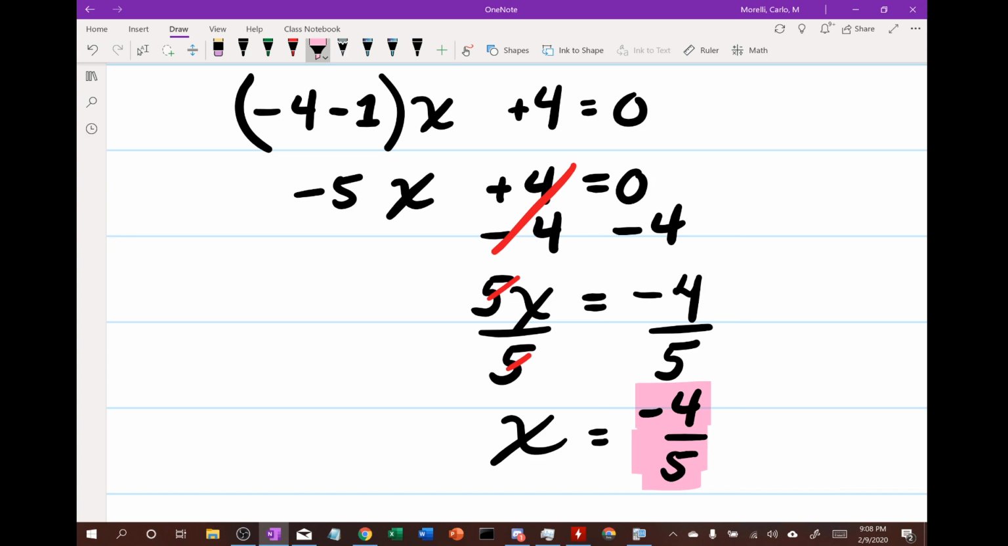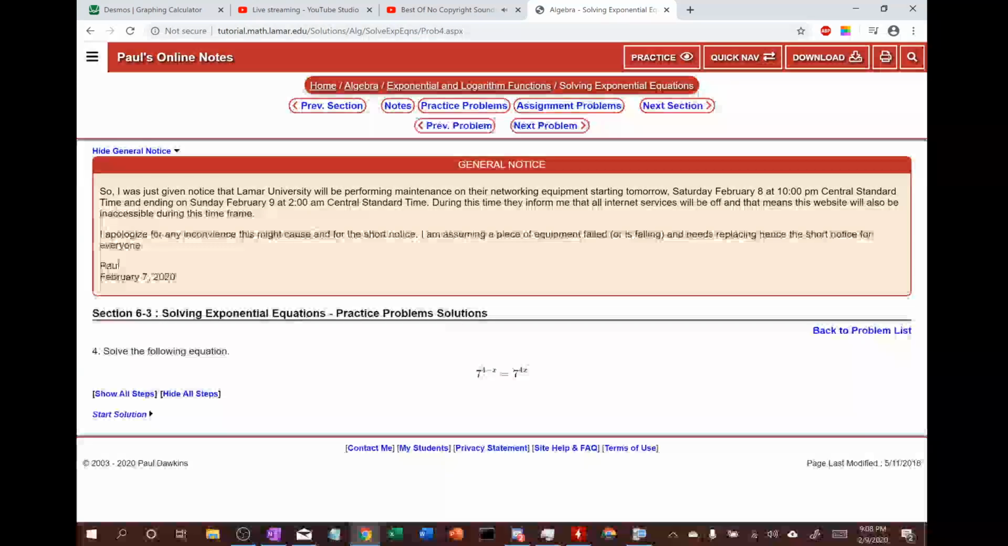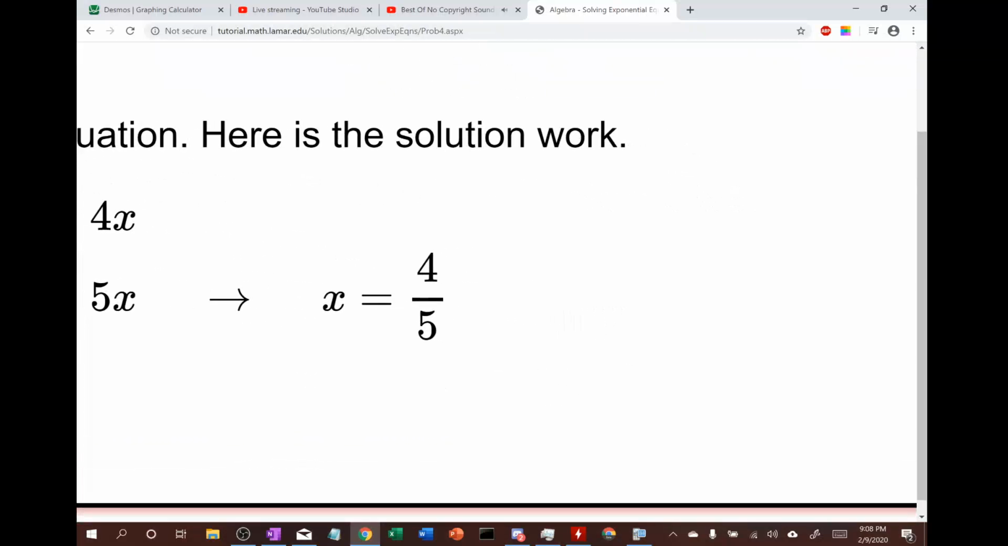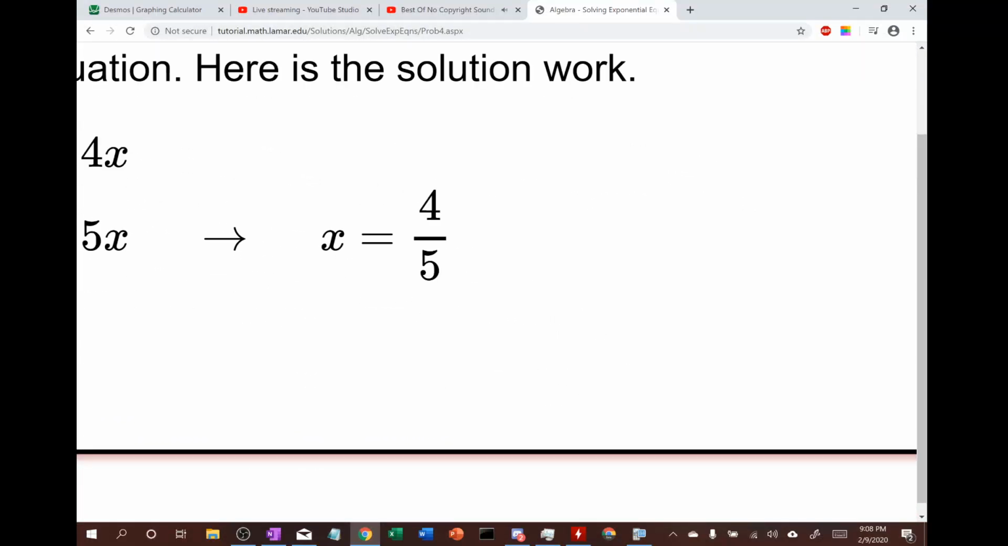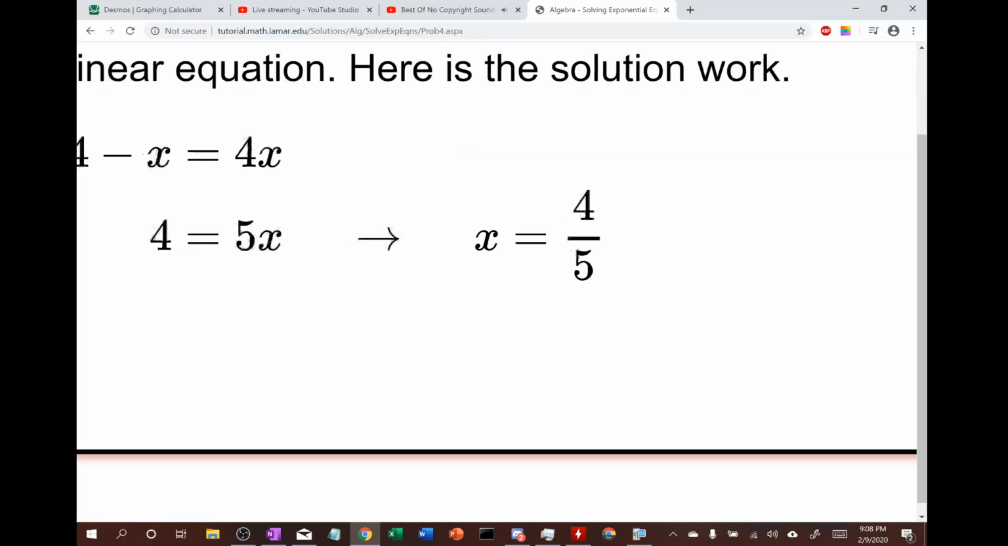So I think x equals negative 4/5. You guys agree? Okay, let's see if we're correct. x equals 4/5. Is that what we got? Yeah, well, wait. I thought x equals negative 4.